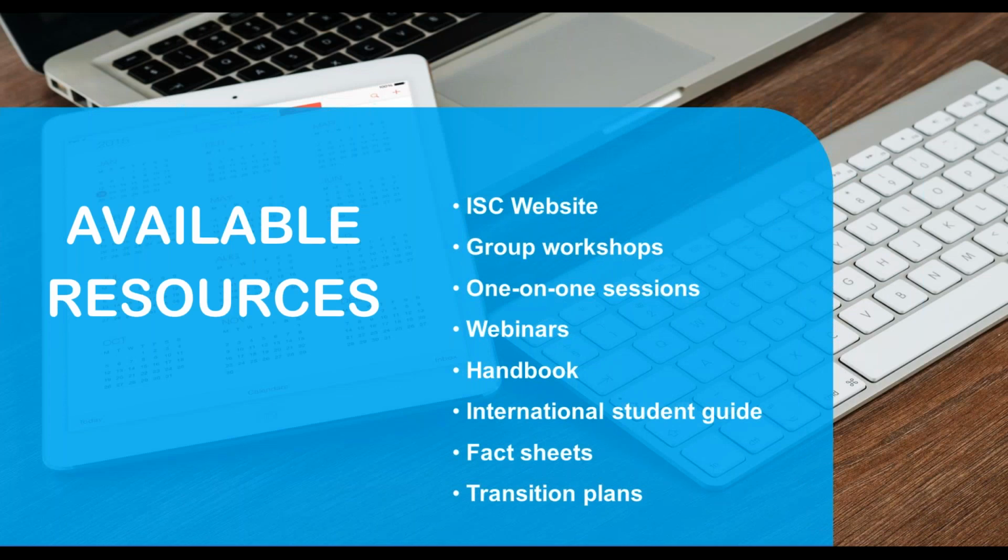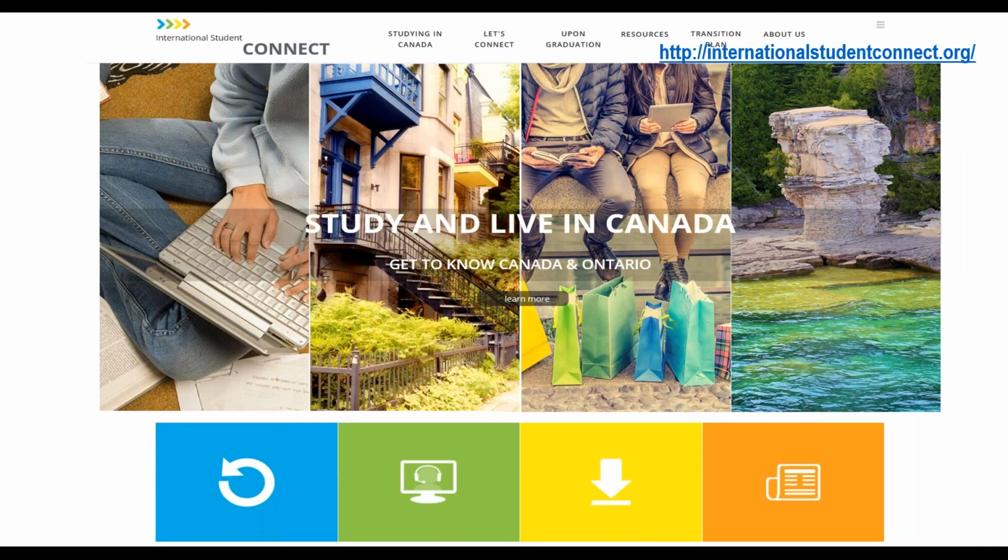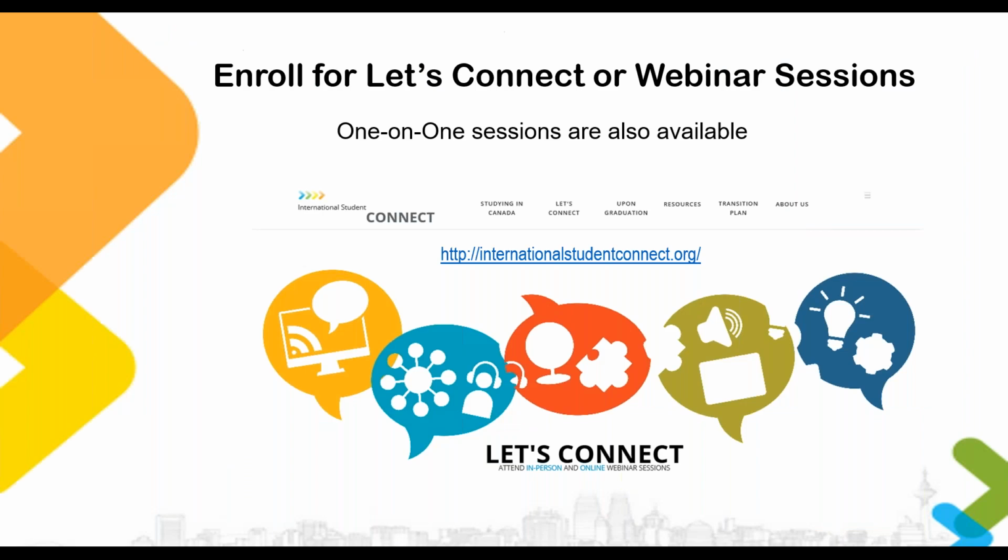We have some resources that are available to you. We have the International Student Connect website. There are some group workshops. If you're in Canada, there are one-on-one group sessions that you can attend. There are webinars. We have a handbook, the International Student Guide, that can be found on our website. We have fact sheets and also our transition plans. Please do visit our website at www.internationalstudentconnect.org. You can do so through www.settlement.org as well, or you can go to our website directly as is shown here.